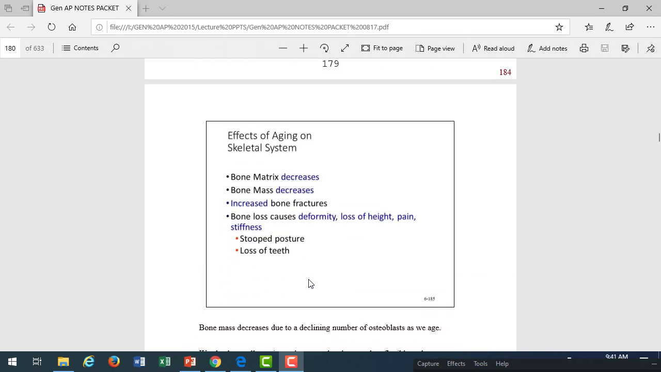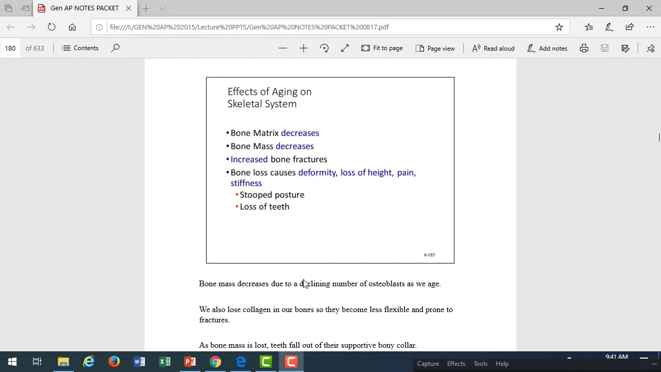So as we age, what do we get to look forward to? This is, again, dependent upon how active a person is. So bone matrix decreases. The matrix, again, is the calcium and the collagen. That's going to decrease over time, making bones at risk for fracture. And as a result of that, if the bone matrix decreases, then obviously the bone mass decreases, and we're going to see increased bone fractures.